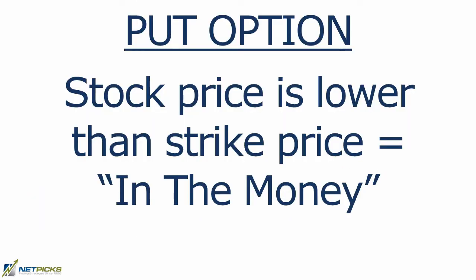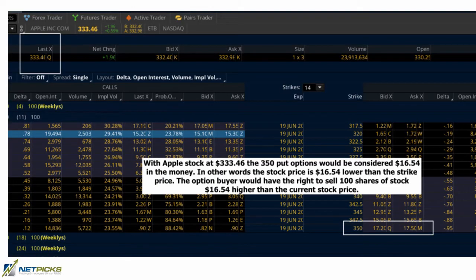Now, a put option is considered in the money when the stock price is lower than the strike price of the option. So an in-the-money put option is worth more money to the options buyer. An example of that, if you own the Apple 350 puts with the stock trading at $333.46, the 350 puts would be $16.54 in the money. And we calculate that by just taking the difference between the stock price and the 350 strike price of the put option. So in other words, that 350 put option would have $16.54 of intrinsic value in this example.